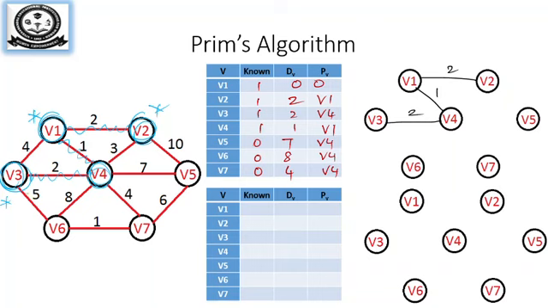Now what is the distance between V3 and V6? It is 5 over here and the distance in the table is 8. So which is minimum? 5 is minimum. So you will update it. It is 5 from V3. So the rest of the vertices are already visited, so you will not do the process. Now which are unvisited? You can see V5, V6, V7 are still unvisited.